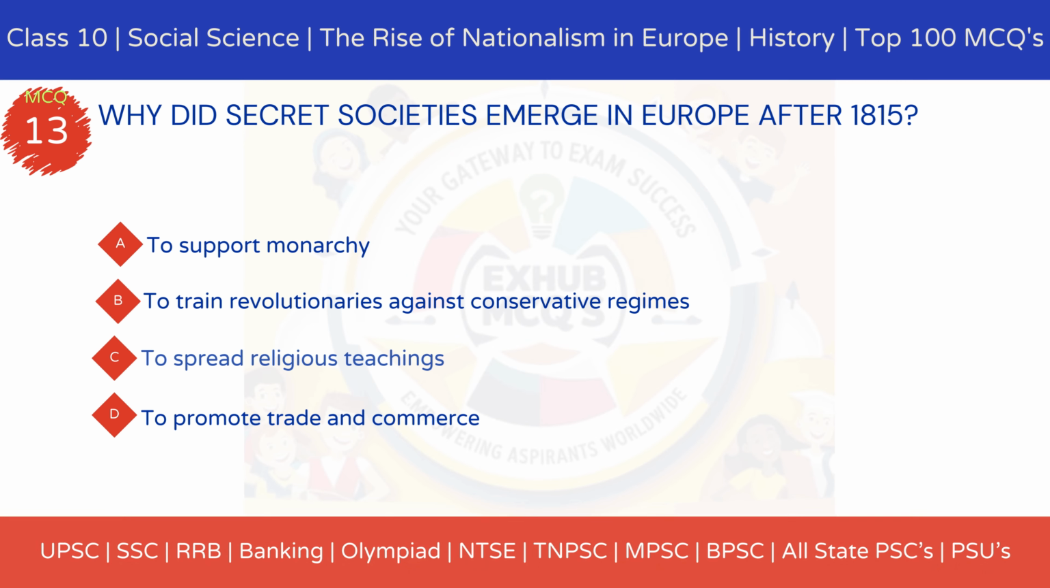MCQ 13. Why did secret societies emerge in Europe after 1815? Option A. To support monarchy. Option B. To train revolutionaries against conservative regimes. Option C. To spread religious teachings. Option D. To promote trade and commerce.